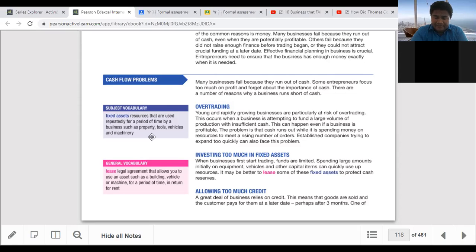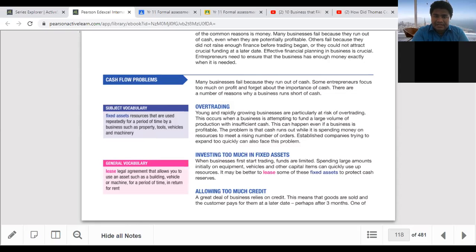Overtrading means you try to increase your capacity, but it's not actually your potential. You don't have that much demand, but you try to go for that. So that kind of thing is overtrading, a higher use of your capacity. As a result, what happened? The organizations will be running out of cash. Young and rapidly growing businesses are particularly at risk of overtrading.